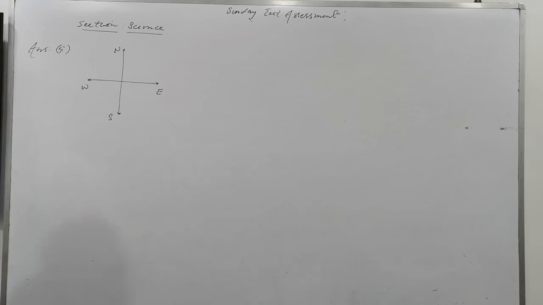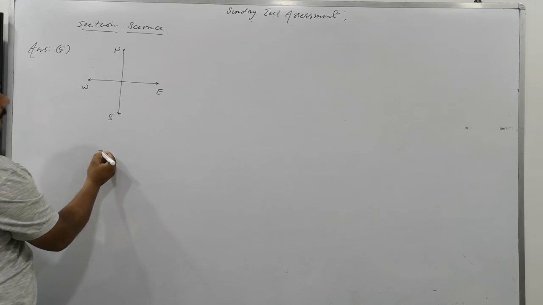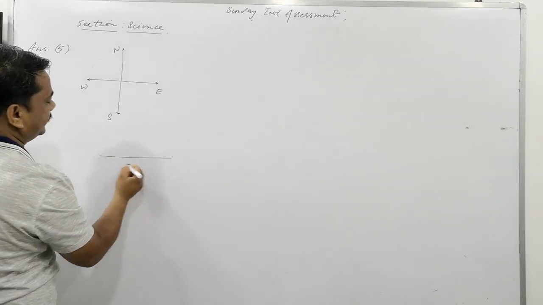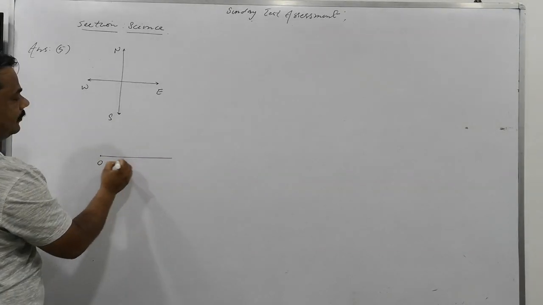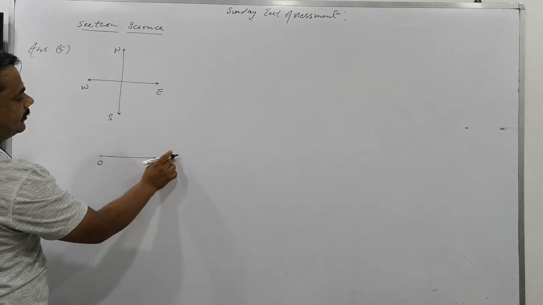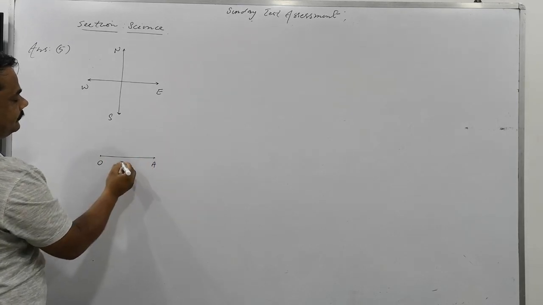Clear? Now, 15 kilometer toward east. Yes, sir. So you should start the journey from here. You are starting from O, so you are going 15 kilometer east. Okay. 20 kilometer towards south.